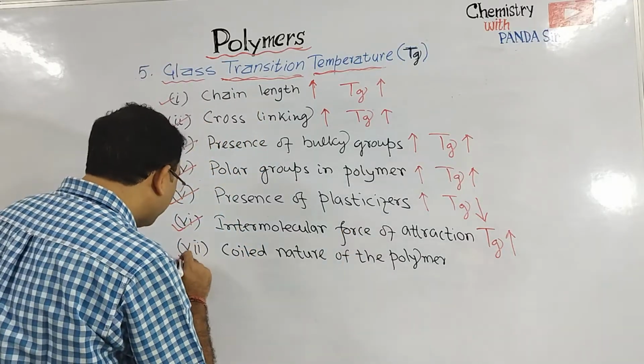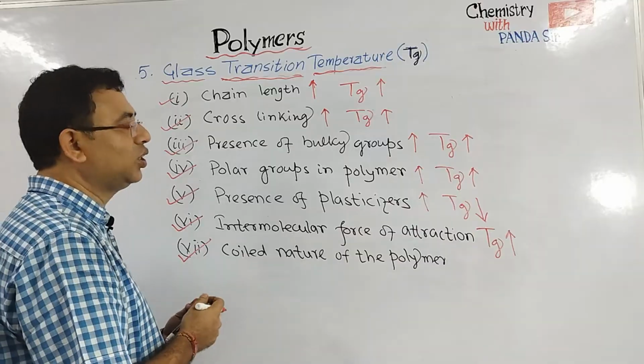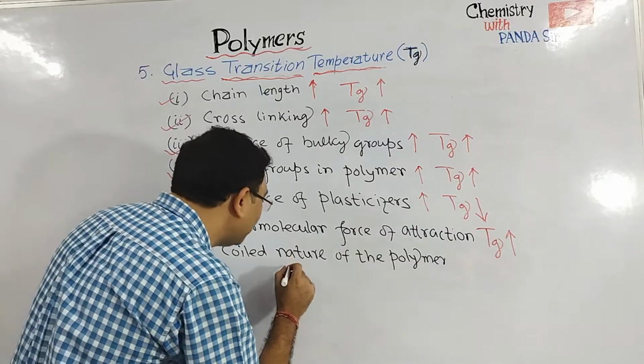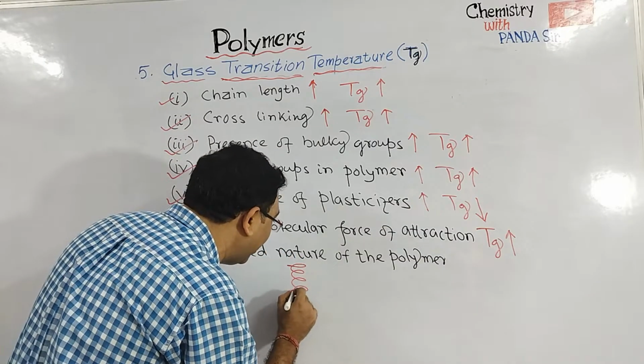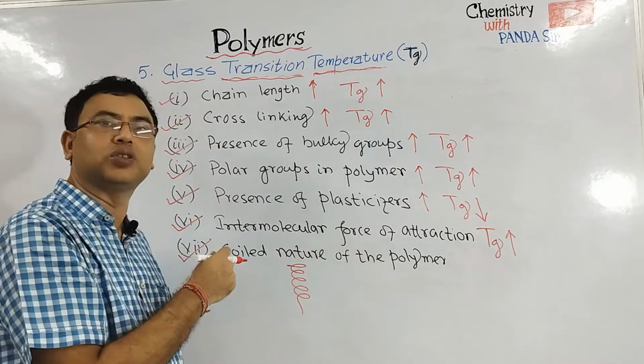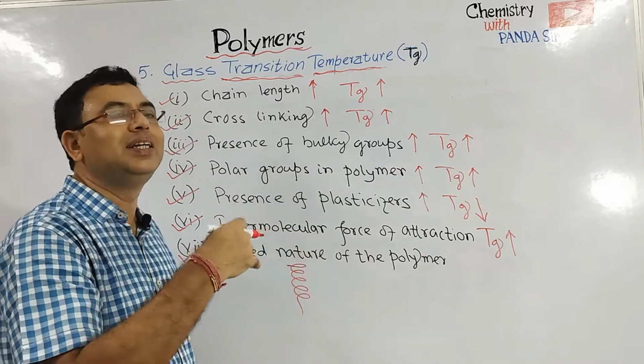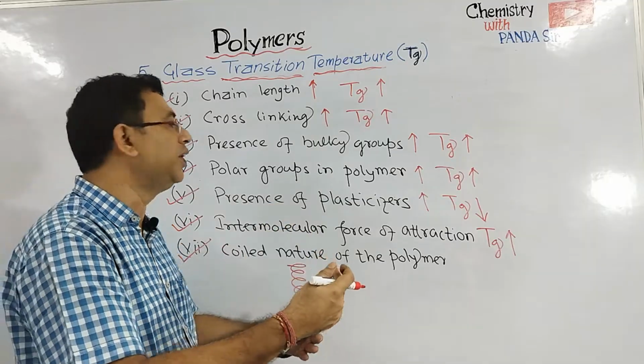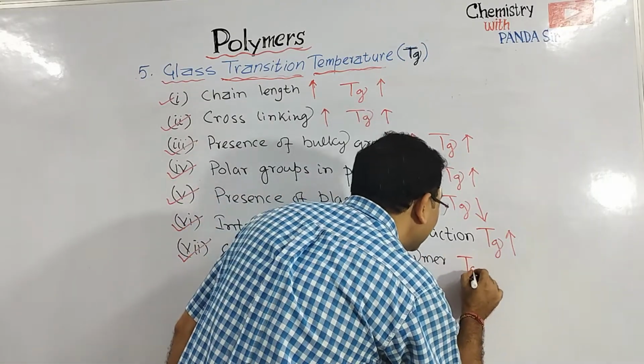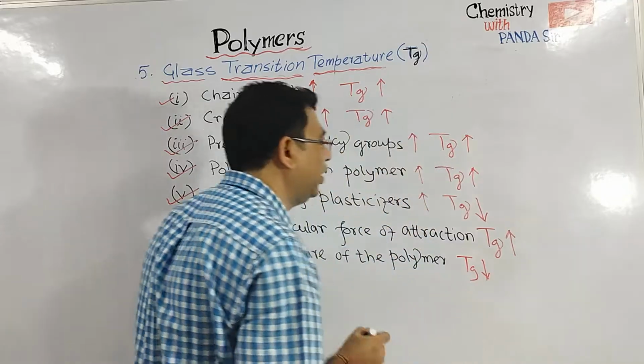Now the last point is the coil nature of the polymer. So what does it mean? Some of the polymers like rubber have a coil-like structure. If the polymer shows a coil-like structure, they can easily move. They show flexibility. As a result, the glass transition temperature will decrease.